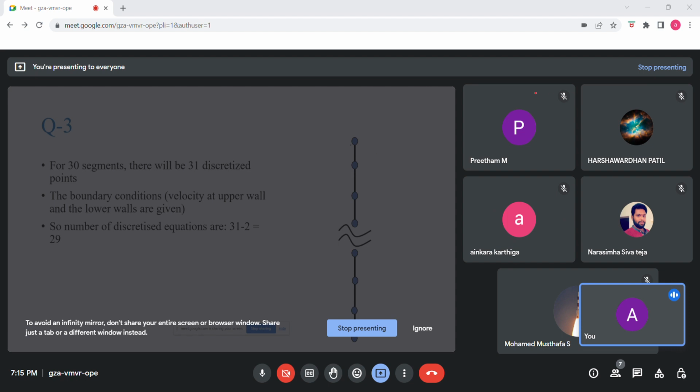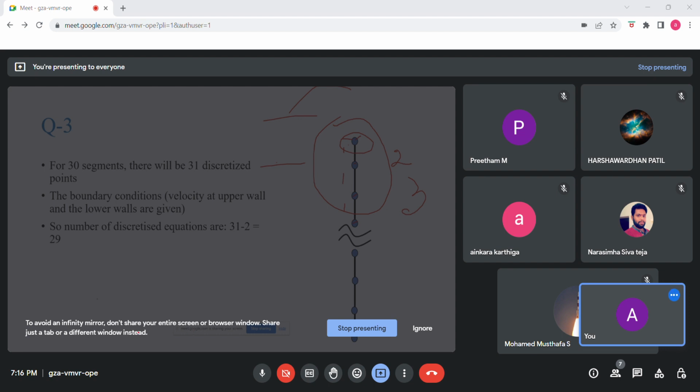So basically, consider a very small system. Here it is given that it is equally divided into 3 segments. For 3 segments, we get 4 points. If it is a small system, we know the value at this point, since it is given that in the flow this wall is moving at some speed and this wall is stationary. So obviously we know the value at this point as well as this point. So the discretized points that are remaining are 1 and 2. 2 points are remaining when 3 segments are considered.